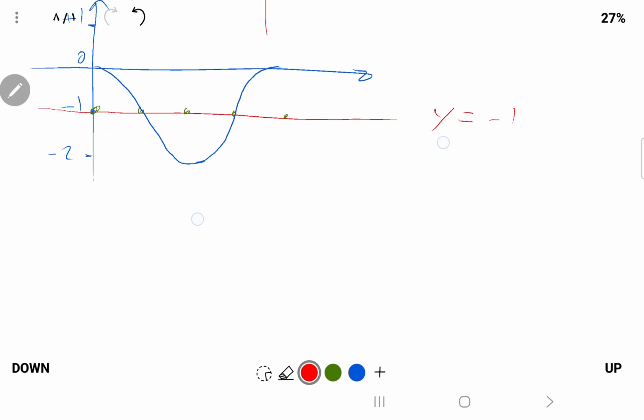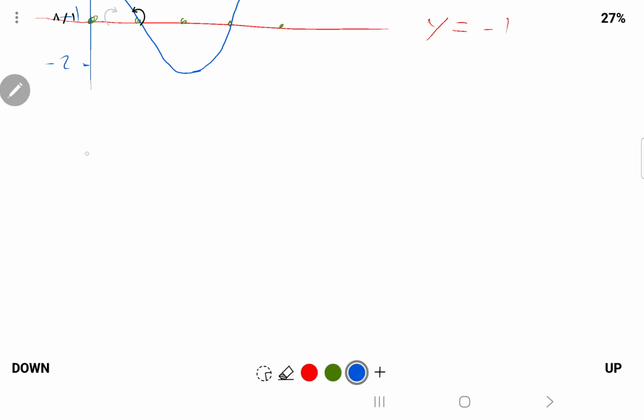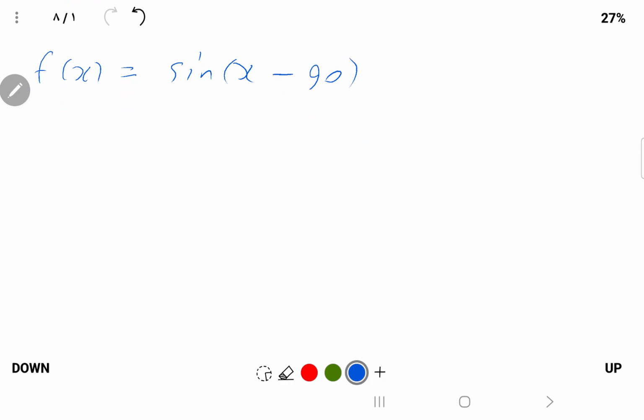Now what about the horizontal shift? The horizontal shift, for example, when you have f of x is equal to sine x minus 30. In this case, the function would be shifted 30 units to the right. Now what about if I change it and make it 90? In this case, the function would be shifted 90 units to the right. So now it becomes like this.